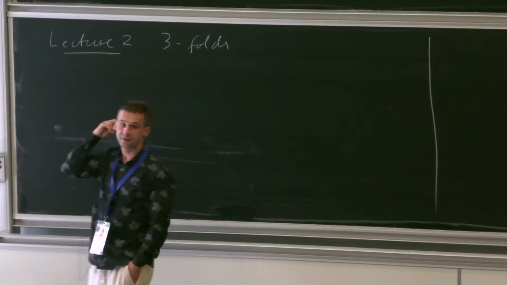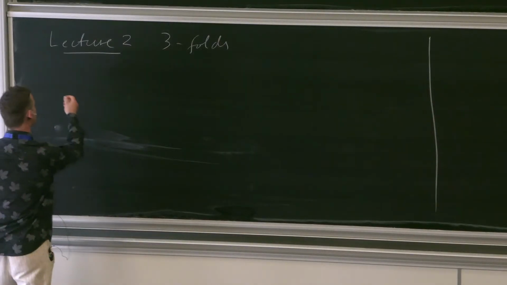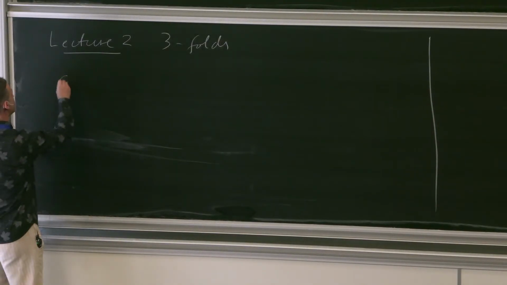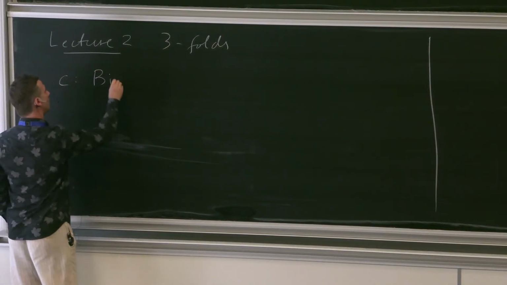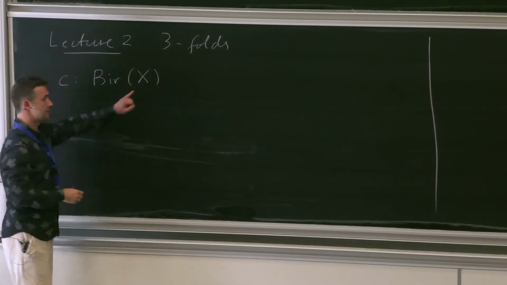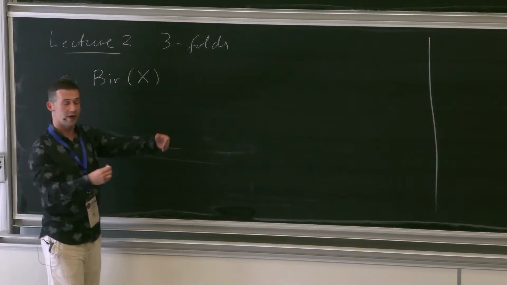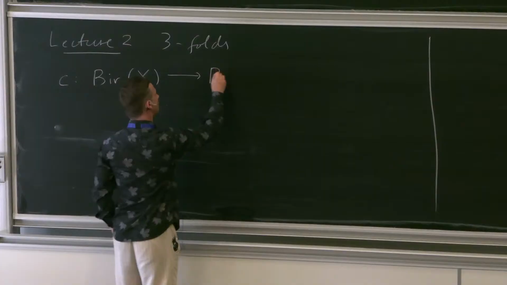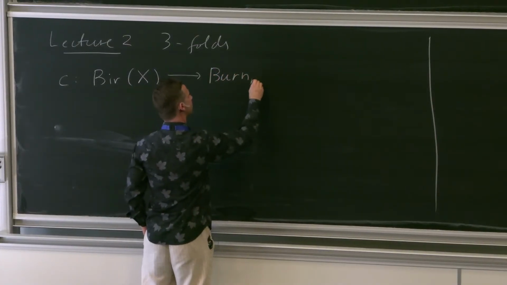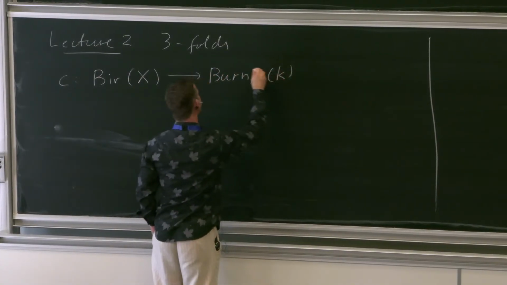So to begin with, let's recall what was the main definition yesterday. So there was the following thing. We're going to birational maps from X to itself, or more generally, maps from X to Y, into a certain other abelian group, which was called Burnside group of the field K.